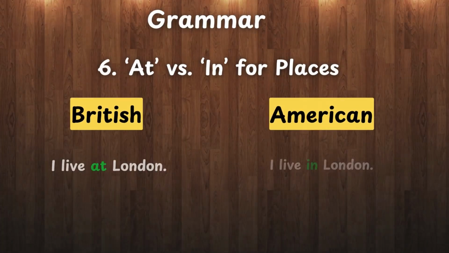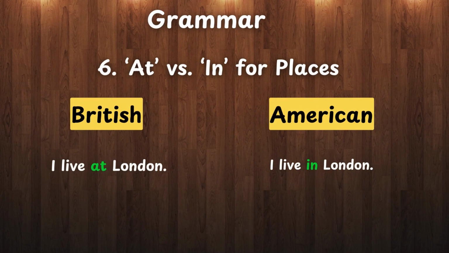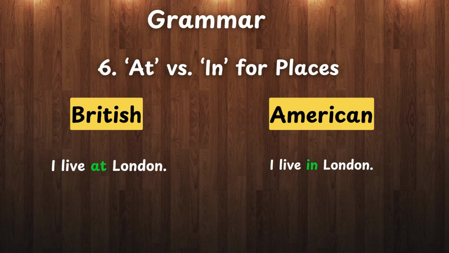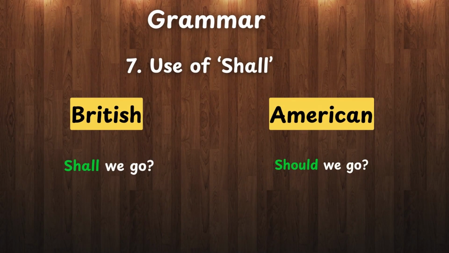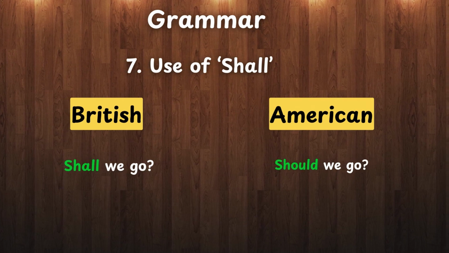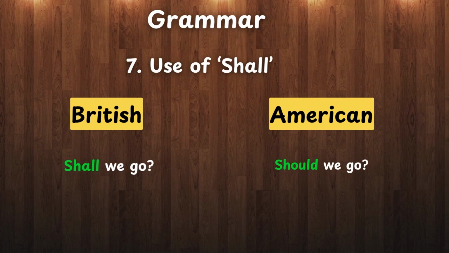And the next is at versus in for places. In British, I live at London, and in American, I live in London. British English often uses at for specific locations, while American English uses in for locations. Next is the use of shall. In British, shall we go? And in American, should we go? Shall is more commonly used in British English for suggestions and offers, while American English uses should.